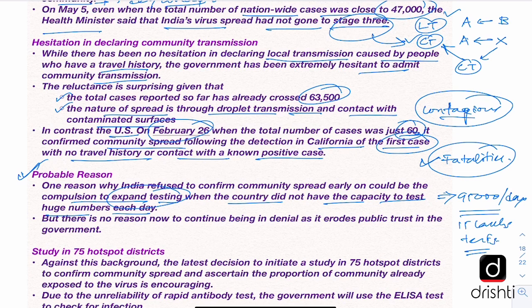So, one thing was this lack of availability of tests early on, and the fact that these tests had to be imported from other countries. But now, with the Indian pharmaceutical companies coming up with tests, the government should not have a problem to scale up testing. So, the editorial makes the point that there is no reason now to continue being in denial, as it erodes public trust, and public trust is paramount in defeating an enemy like COVID-19, because for so many things it is only the voluntary action taken on the part of the citizen that can help in preventing the spread of this disease, and the government cannot enforce all the rules without citizen cooperation.